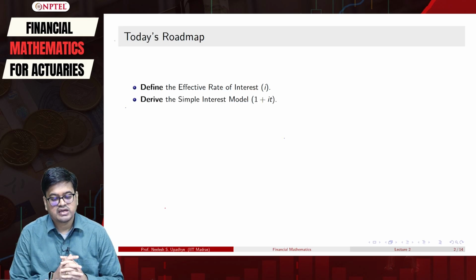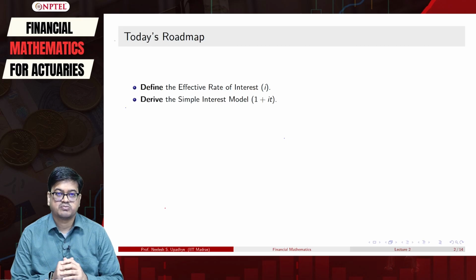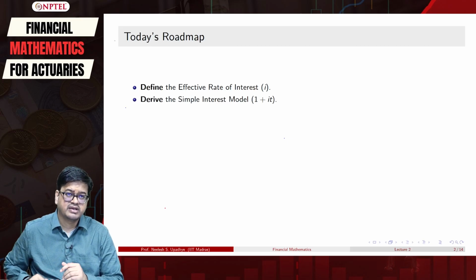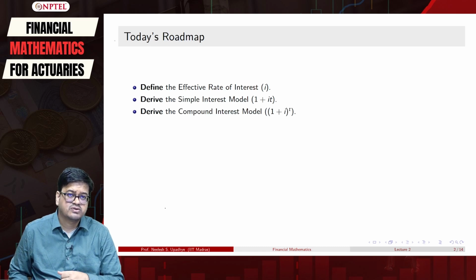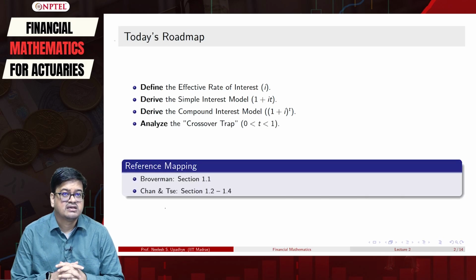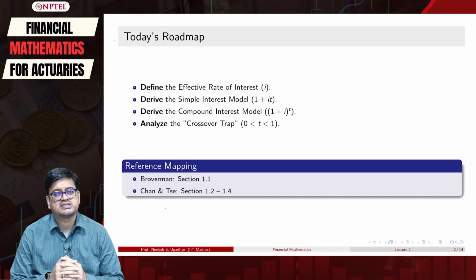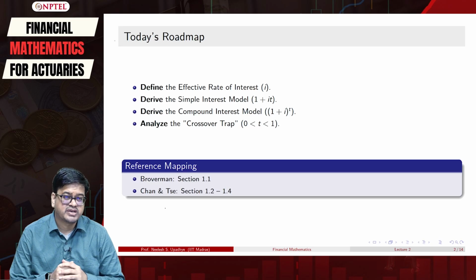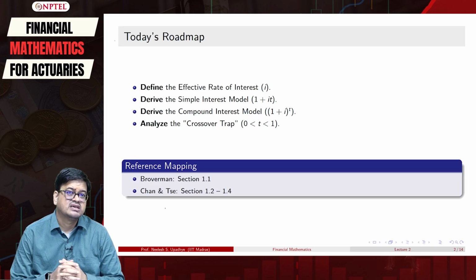Then we will again revisit our simple interest rate model, derive it and see some more features of the simple interest rate model. Then we will go to the compound interest rate model, see the similar features, and we will understand these things from the perspective of the effective rate of interest that we have designed. Then we will see if there are some possibilities where simple interest can pay you more than compound interest. This is what we will discuss in the crossover trap towards the end of the class.